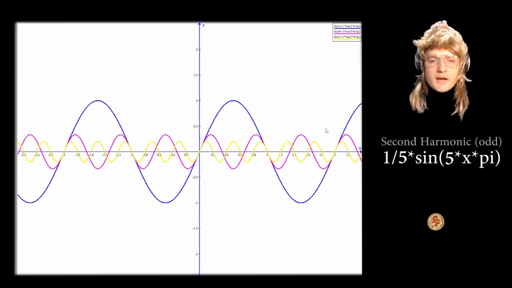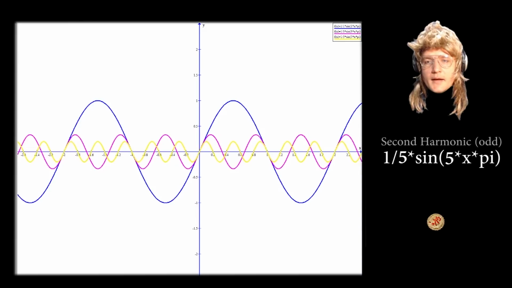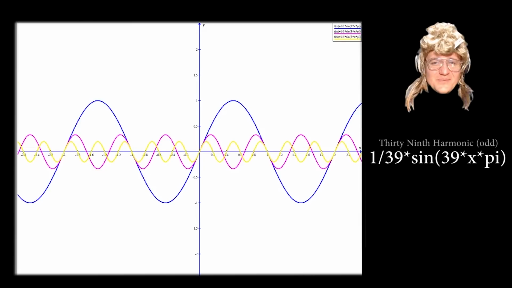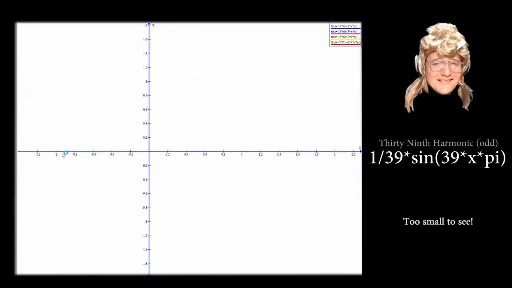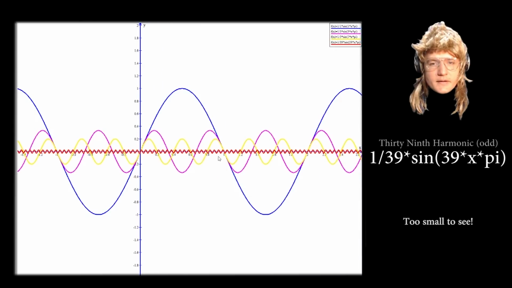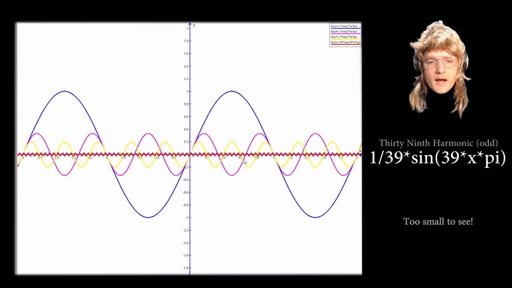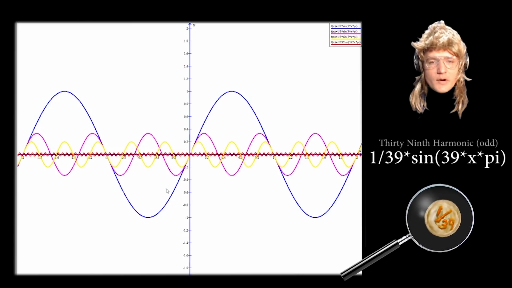Yeah! And we could go on. And if we did, we could have a look at 1/39th. As you can see, within the fundamental frequency, there will be 39 crests. Okay, so we've compared a few harmonics to see how they fit with each other.